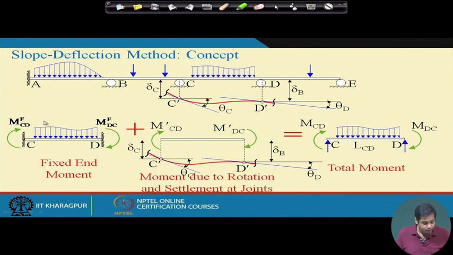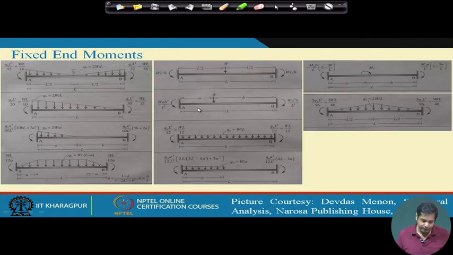Now if we can find out these two values, the fixed end moments and the moments due to rotation and settlement, then we can find out the corresponding moments in the actual structure. The rest of what we will see in the basic method is how to find out these values. Let us see the first one, the fixed end moment. If you recall, in the last class we discussed how to find fixed end moment. Fixed end moments are essentially nothing new. It is a fixed beam which is subjected to some loading, and the corresponding bending moment at the fixed end is the fixed end moment.